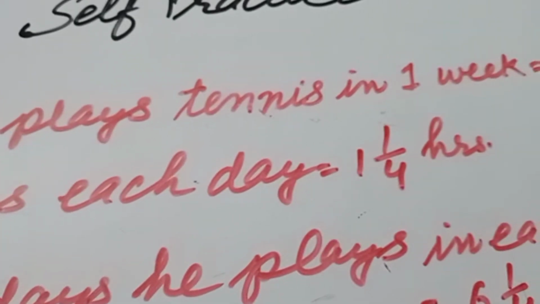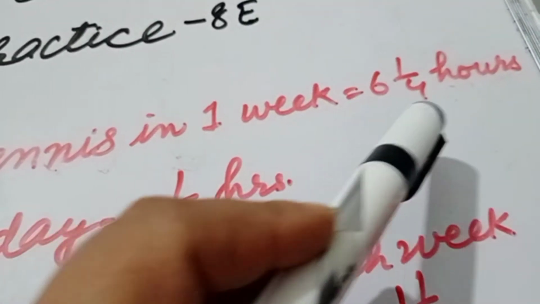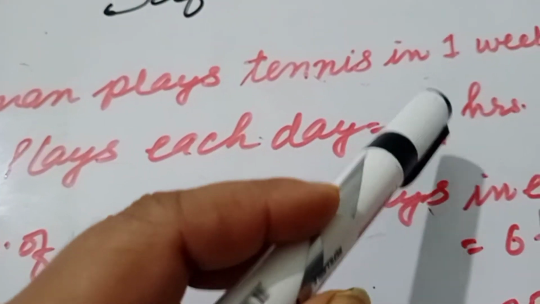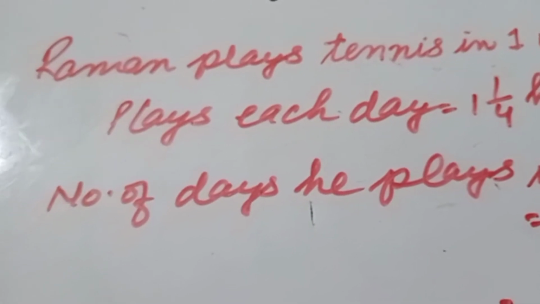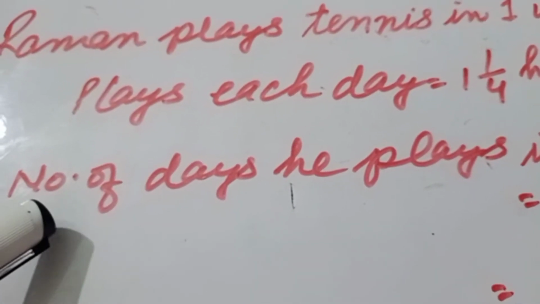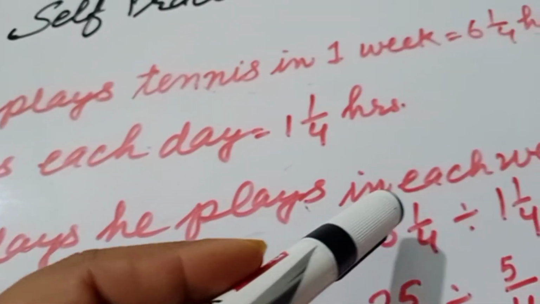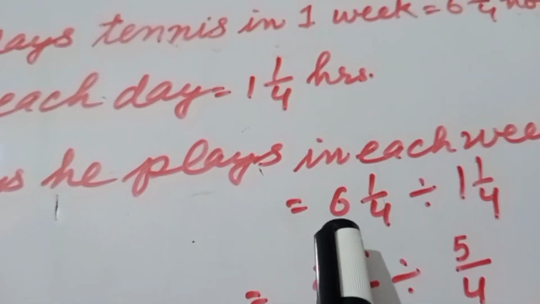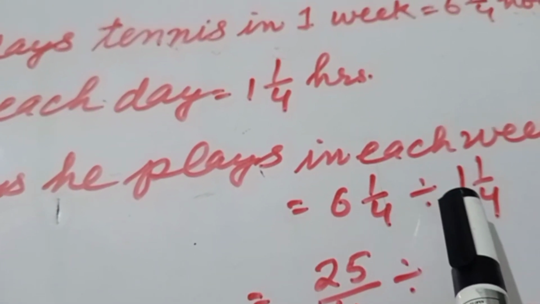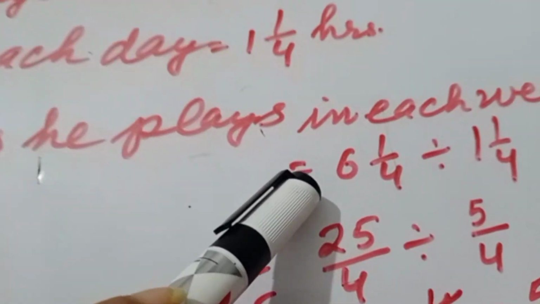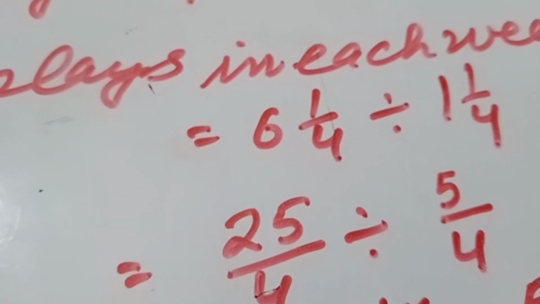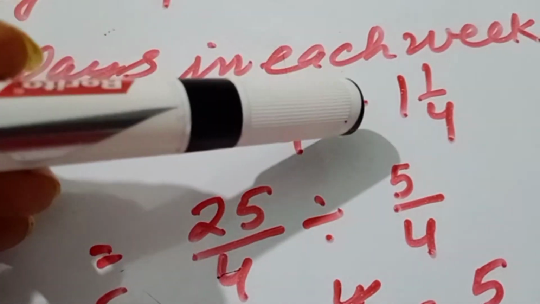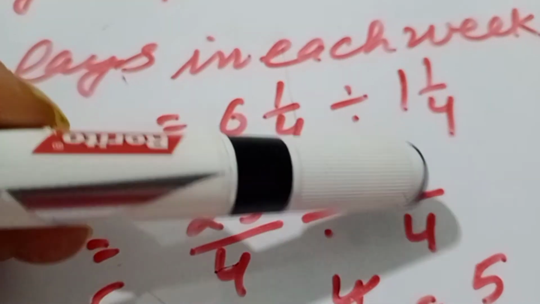Raman plays tennis in 1 week, that is 6 1 by 4 hours. Each day, that is 1 by 4 hours. So we have to find now number of days. Number of days he plays in each week, that is we will divide this total time with 1 day time. 6 1 by 4 divided by 1 by 4. So first we will change this mixed fraction into improper fraction. 6 1 by 4 is 25 by 4, divided by 1 by 4.